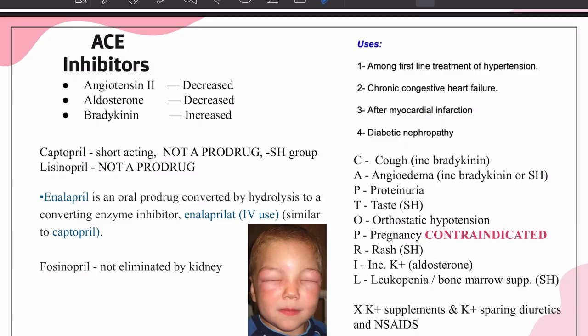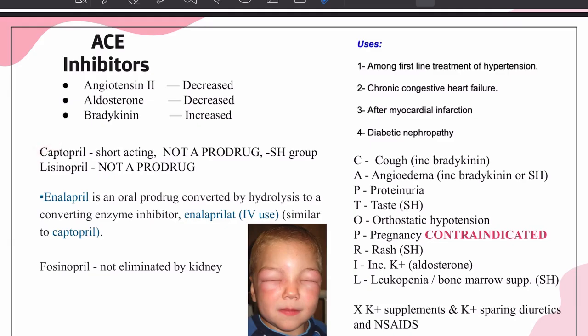Coming to the drugs, first we have captopril. Captopril is a short-acting drug that you might need to administer 3 times a day, whereas the rest of the drugs you might administer 1 to 2 times, once a day or twice a day, whereas captopril is around 3 times a day.